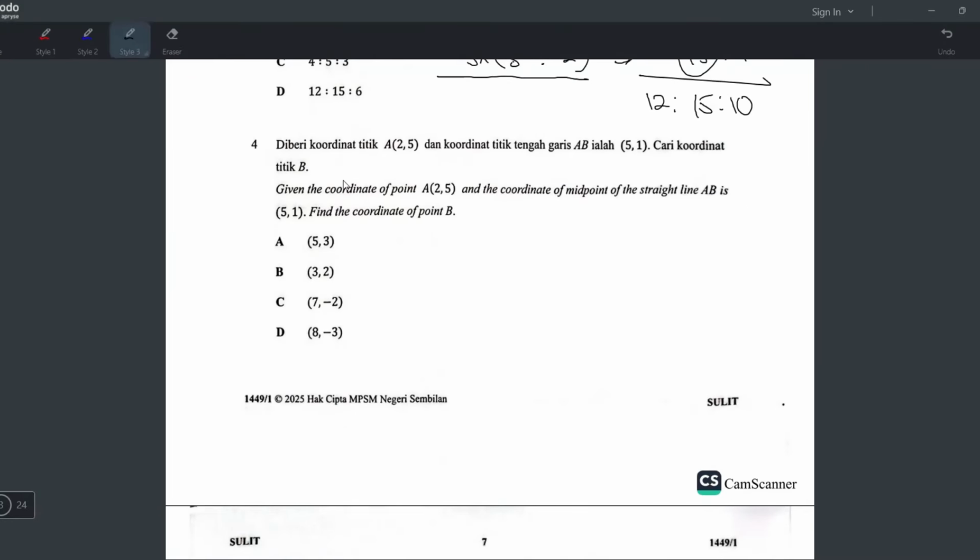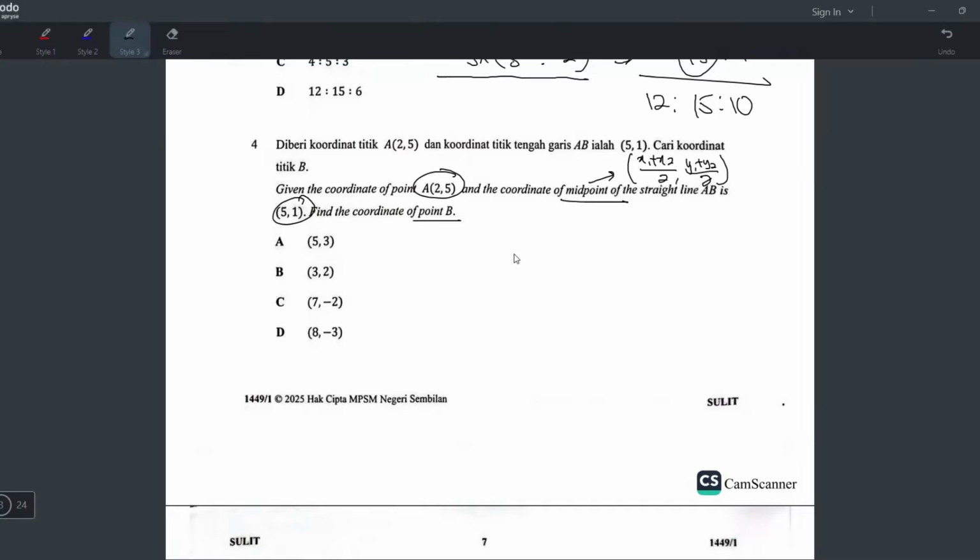Okay, number 4, given the coordinate of point A and coordinate of midpoint of straight line AB is 5, 1, find the coordinate of point B. Okay, definitely we will use the midpoint formula. The midpoint formula is x1 plus x2 divided by 2, y1 plus y2 over 2. This is the formula for midpoint, titik tengah.